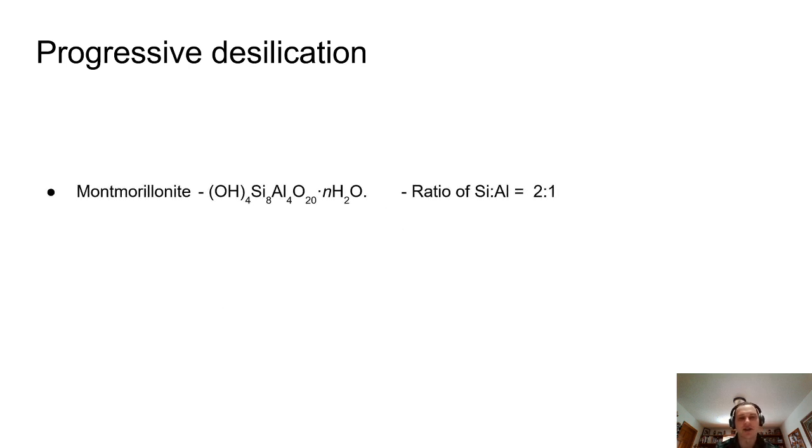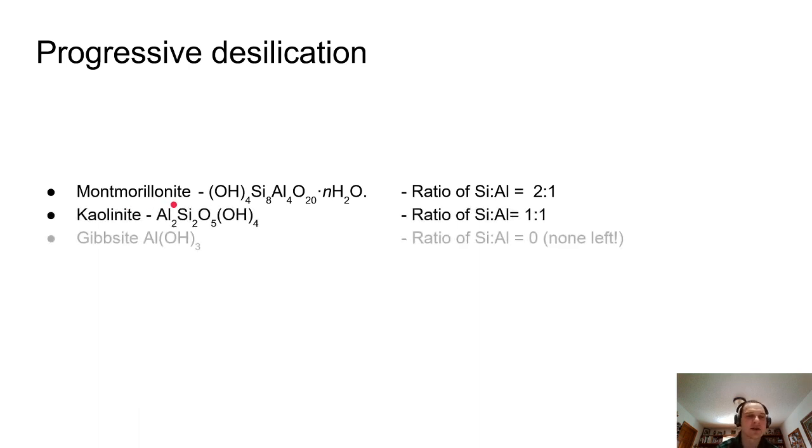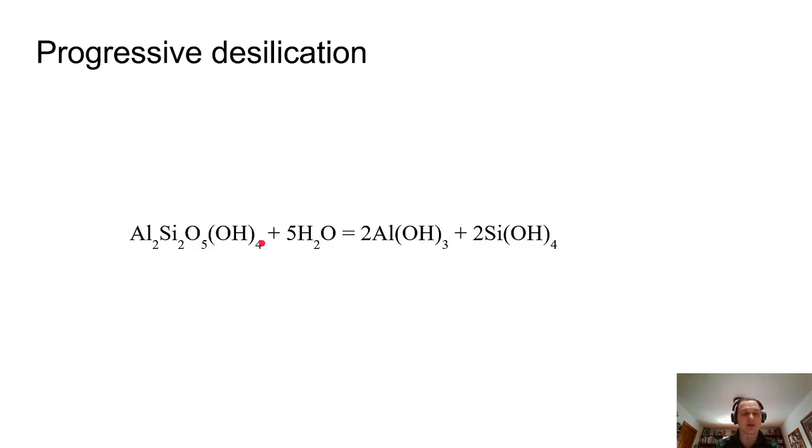We can see this just by looking at the ratio of silica to aluminum in some of these clays. So montmorillonite has a ratio of silica to aluminum of 2-to-1. Kaolinite has a ratio of 1-to-1. And then gibbsite has a ratio of 0 because there's no silica left. We can also look at the actual reaction of kaolinite on the left here that I'm circling to gibbsite on the right here. And basically you just see that in this dissolution reaction, silica just gets ripped out of the kaolinite and it is weathered away, and you're left with just the gibbsite as the solid form.